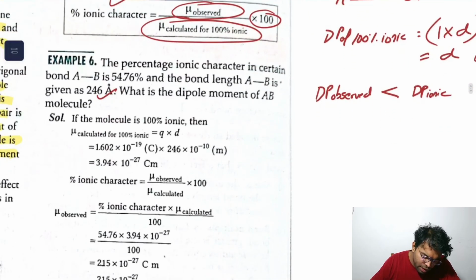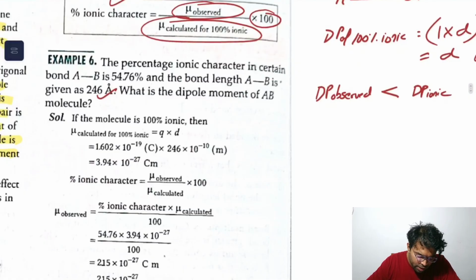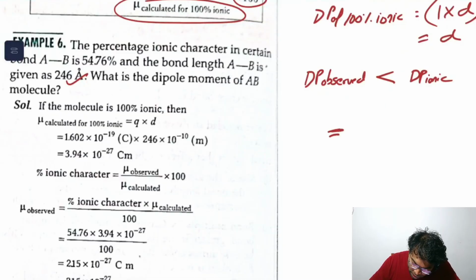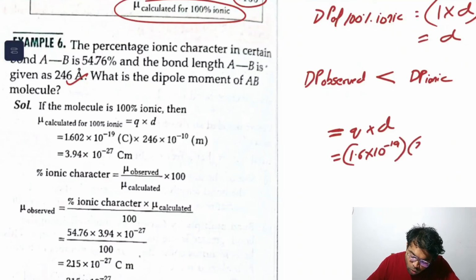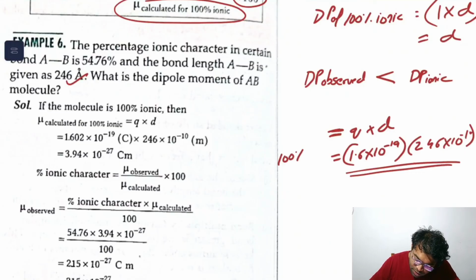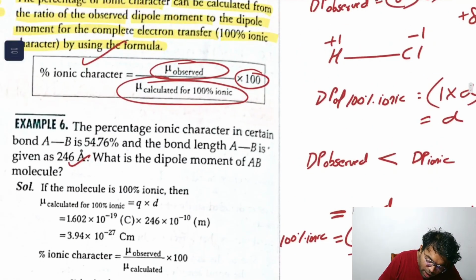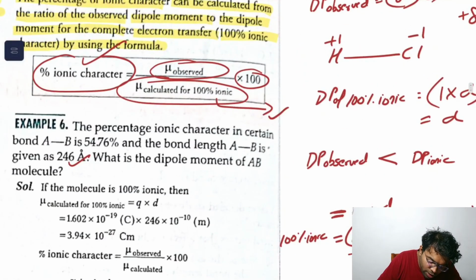Let's see. If the molecule is 100% ionic, then mu calculated for 100% ionic is how much? You will have plus 1 and minus 1 charge, right? So it will be q multiplied by d. So the charge of one electron is 1.6 into 10 to the power minus 19, multiplied by 246 into 10 to the power of minus 10. So this becomes the ionic value, the 100% ionic value. This value has been calculated.